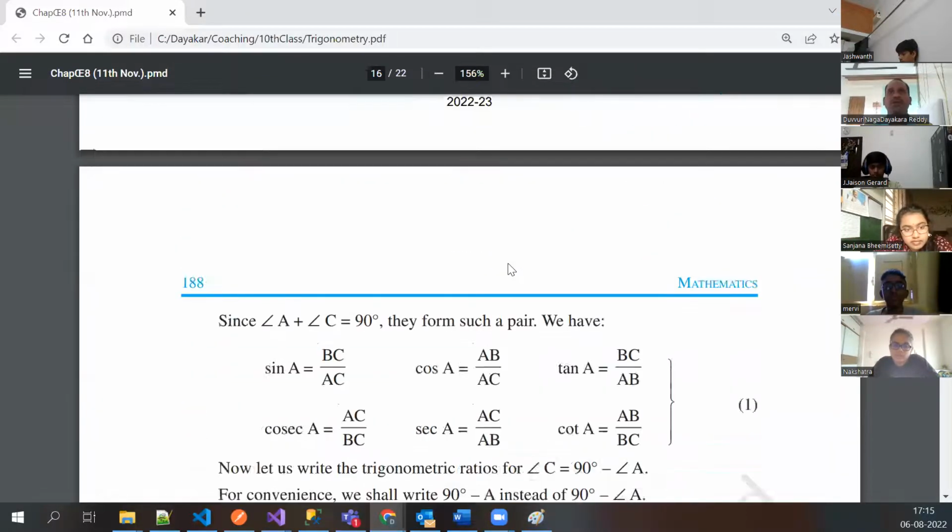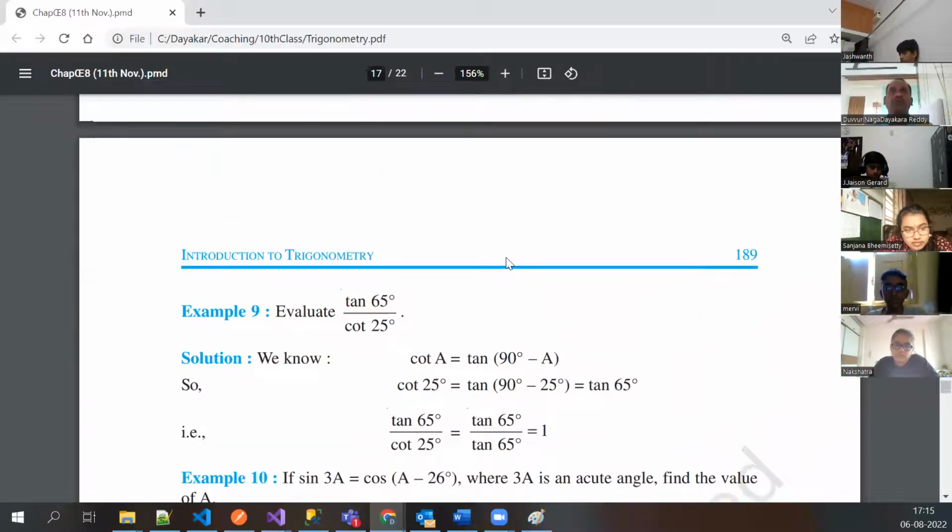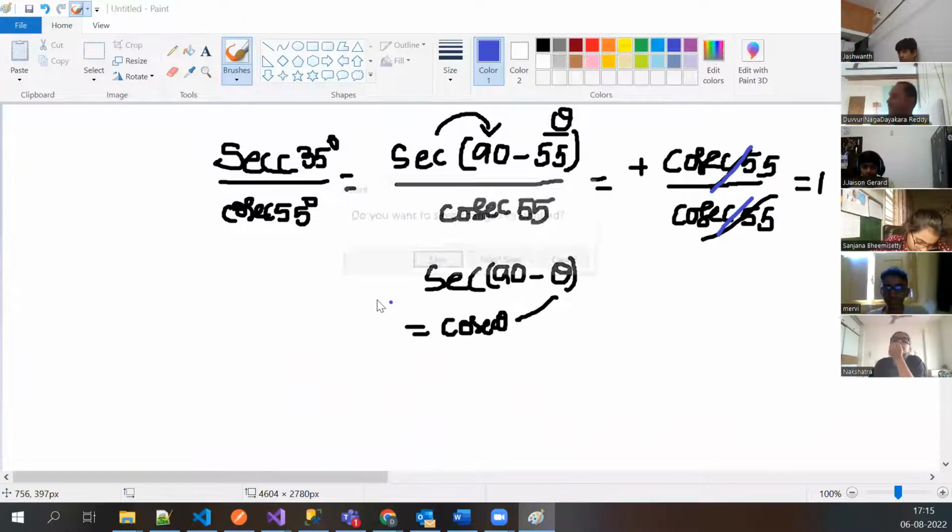Yes. This is what we did now. We'll go on. Find the value of tan 65 by cot 25.